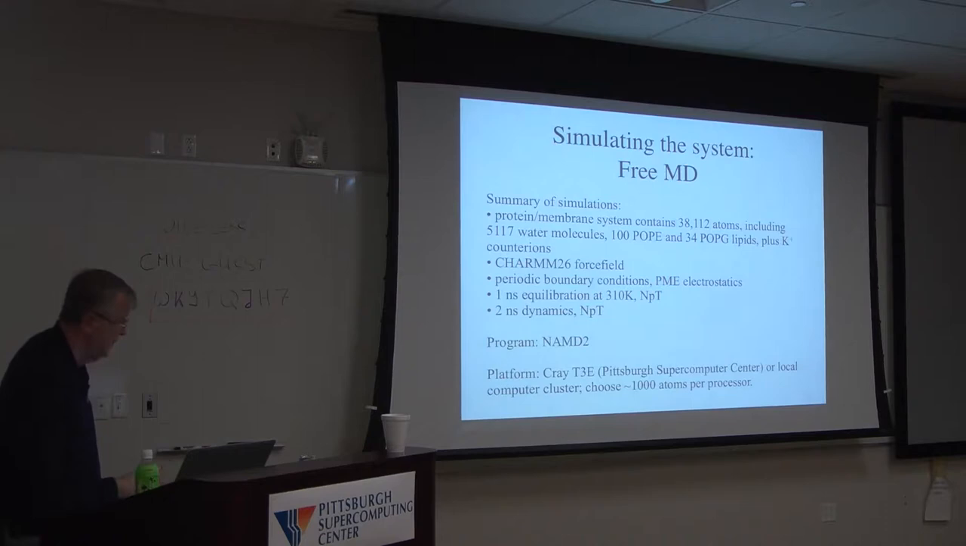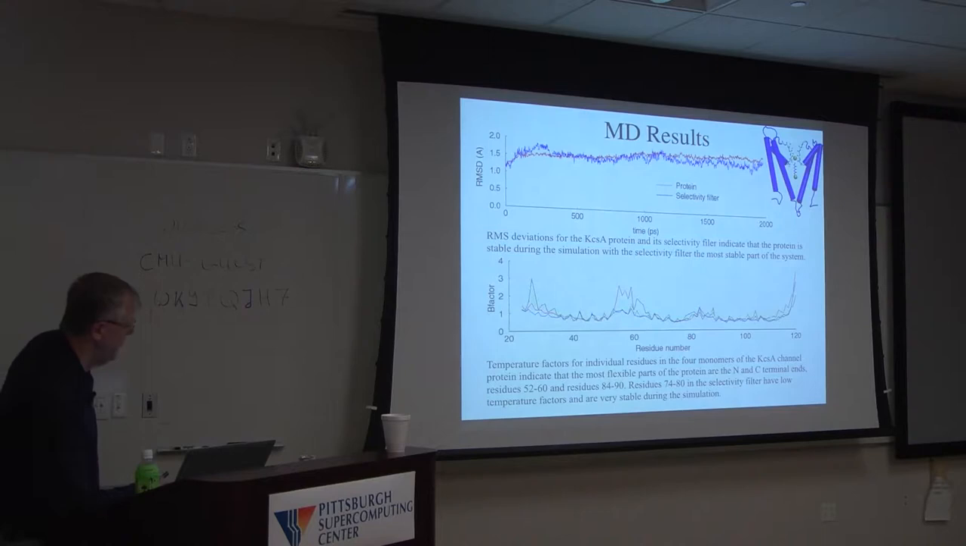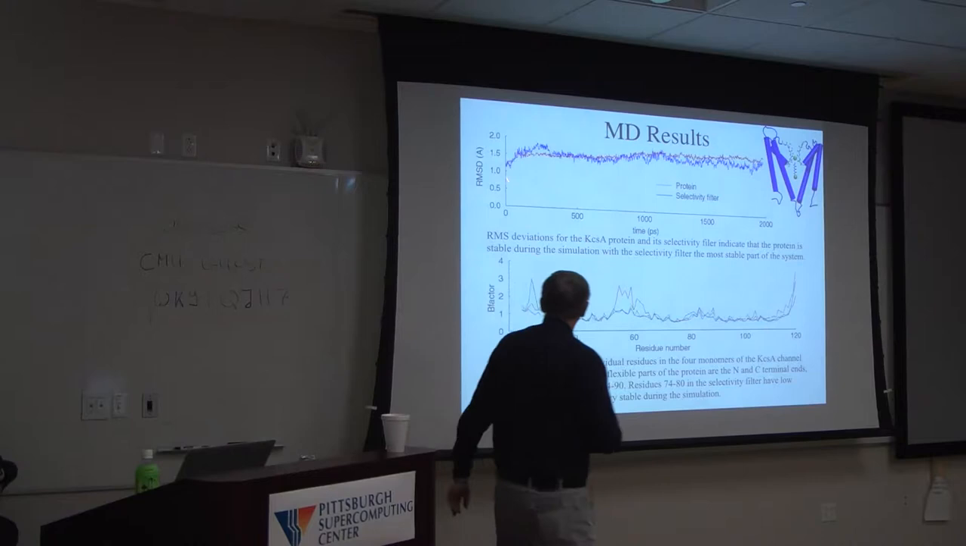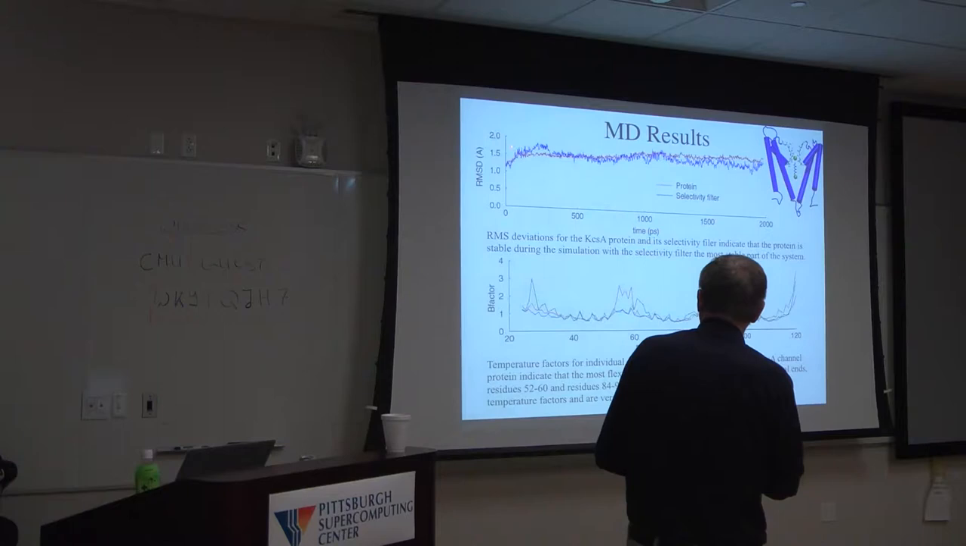And now we compare the result of the simulation, and we first look at how much the protein deviates from the initial structure that we gave it. This is the root mean square deviation per atom. How many angstrom does an atom move away from the initial structure? And you see it moved away by about 1.5 angstrom.